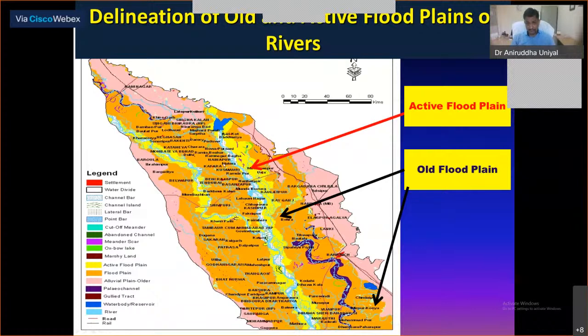So by mapping all these relic channels, paleo channels, old meanders, meander scars, we can map these because there will be more frequency of these relic channels within the active floodplain and within the old floodplain. And further, we can also see the break in the slope to some extent, even on 2D images. On 3D images, it will be very, very clear. So there's a slight break in the slope at the junction of active and old floodplain, and again at the junction of older floodplain and older alluvium.